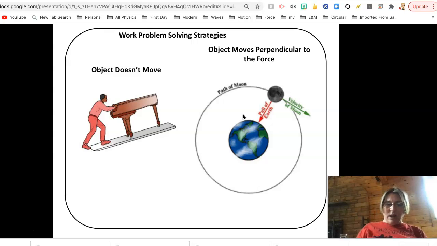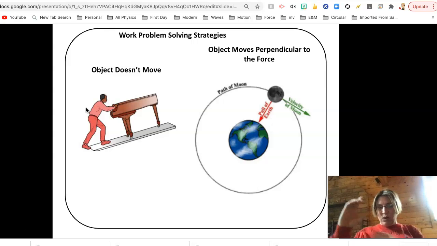There are times when there is no work. For example, they'll often have a problem where someone is doing something really heavy, like trying to hold a piano on a ramp. Clearly this has got to take some work, keeping this rolling piano from rolling down. I mean, this person must be doing work. But here's the key: if the piano isn't moving, then there's no work done on the piano. His muscles may be moving, like squeezing and stuff.